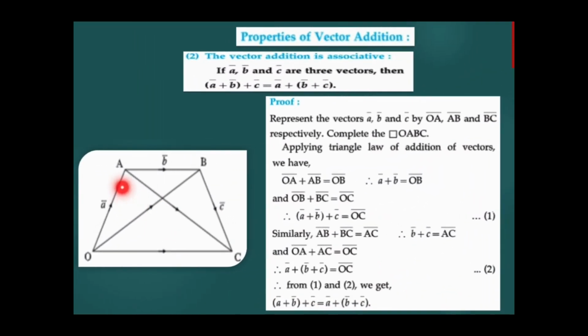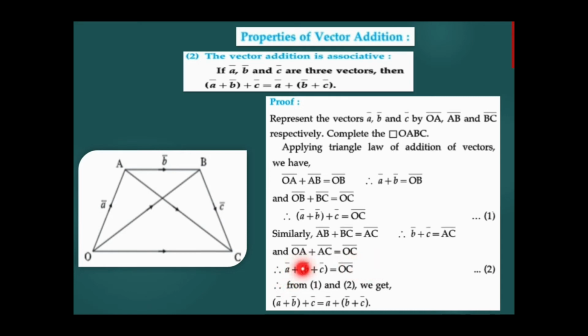Now we have to find this value of OC. So OC we write as OA plus AC. So we write this vector OC as OA plus vector AC. So we write here OA bar plus AC bar equals OC bar.